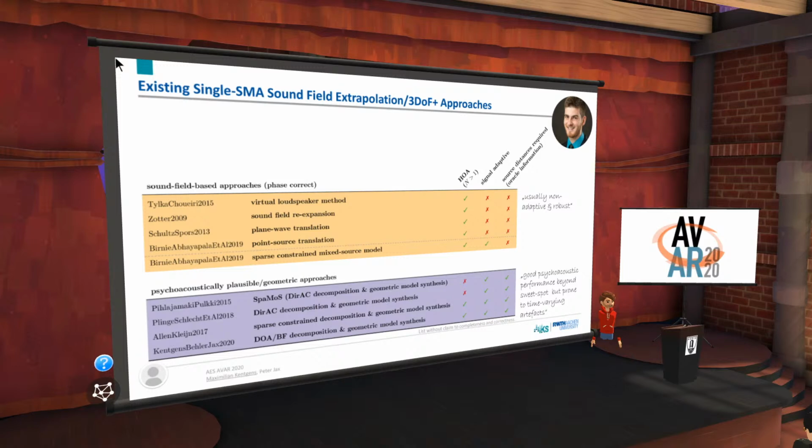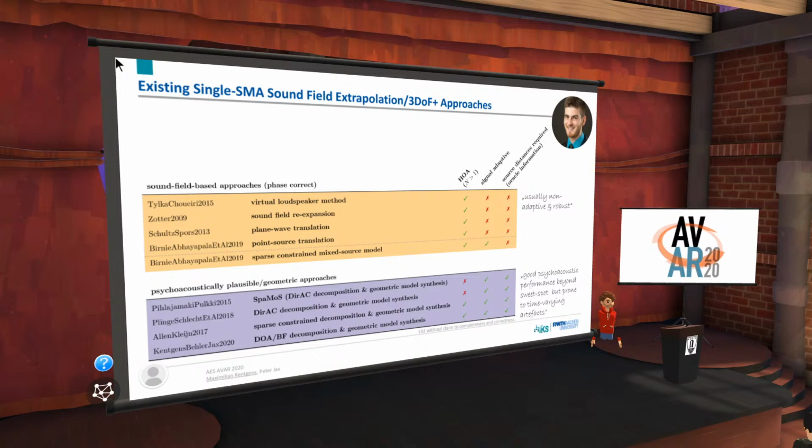The second category of approaches is very different. They usually use geometric approaches and are usually signal adaptive. They don't care about phase information and other things. They are rather tuned for good psychoacoustic performance. These methods also allow moving out of the sweet spot. Of course, such methods may be prone to time-varying artifacts.